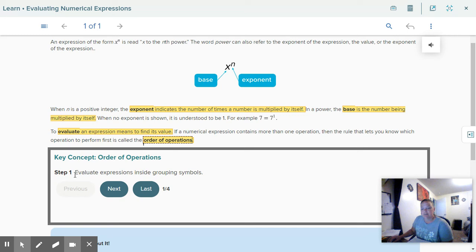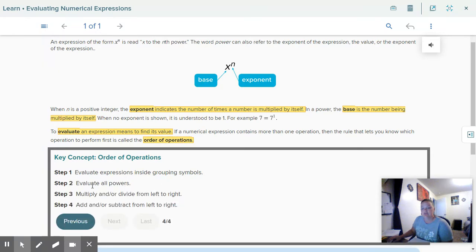Order of operations, step 1, evaluate expressions inside grouping symbols. Take your time to write that down. Step 2, evaluate all powers. So anytime you see one of these, make sure that's the second thing that you work with.